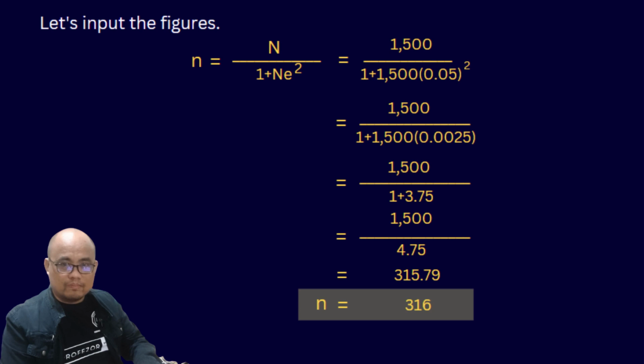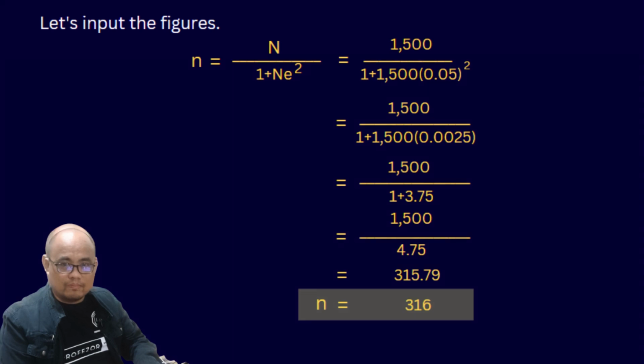Then let's simplify for the last time. So we arrive at 315.79. So how do we get this one? Simply 1,500 divided by 4.75. Since we are talking about individuals and there's no fraction, you cannot divide a person, so we round it off. So our n, or small letter n, which is the number of samples, is equal to 316.